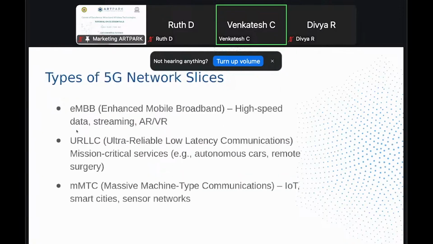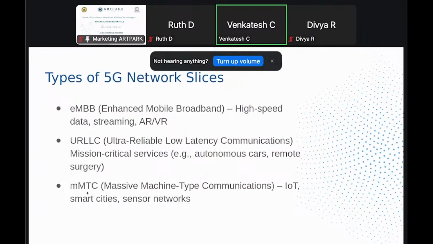And next is the URLLC. URLLC stands for ultra reliable low latency communication. This slice is built for applications that require extremely low latency and high reliability. It is essential for mission critical services like autonomous vehicles, and even in the healthcare sector for remote surgery, and in industrial automation also they are using the URLLC.